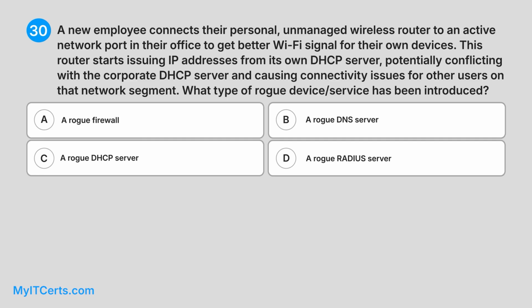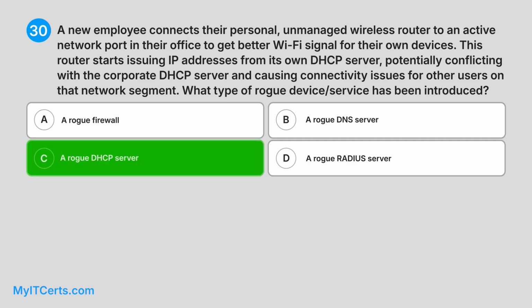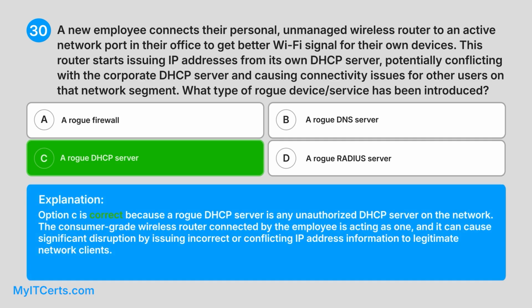Correct answer, C. A rogue DHCP server. Explanation. Option C is correct because a rogue DHCP server is any unauthorized DHCP server on the network. The consumer-grade wireless router connected by the employee is acting as one, and it can cause significant disruption by issuing incorrect or conflicting IP address information to legitimate network clients.